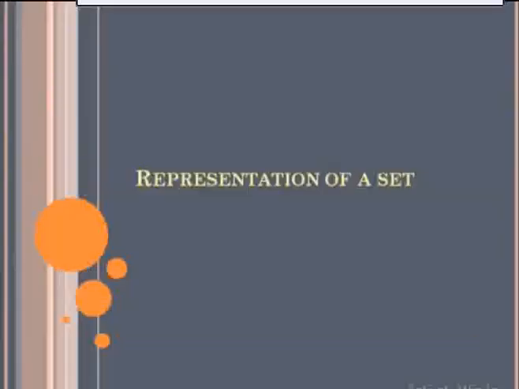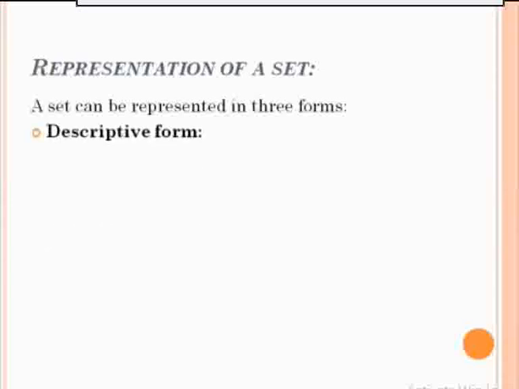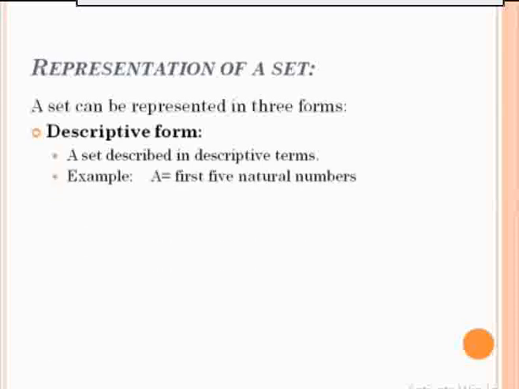Okay, next topic is representation of a set. It means how many ways we can represent a set. A set can be represented in 3 forms. First form is descriptive form. In this form, we will just describe the set. Okay, nothing more. Just we will give the description. For example, first 5 natural numbers.